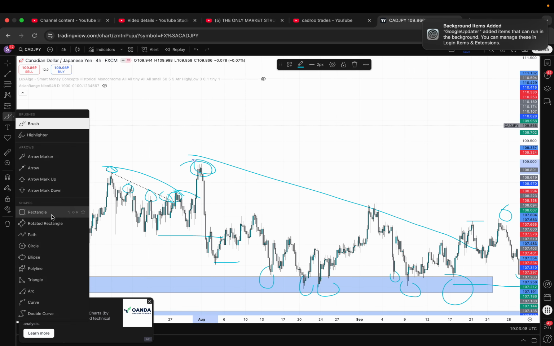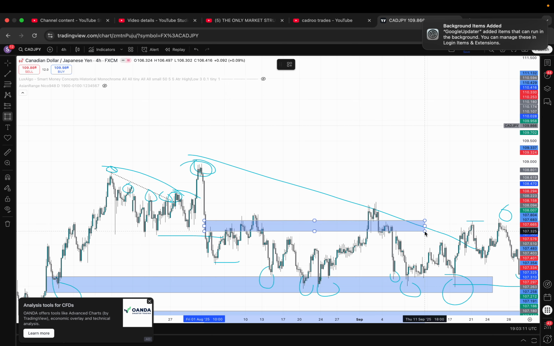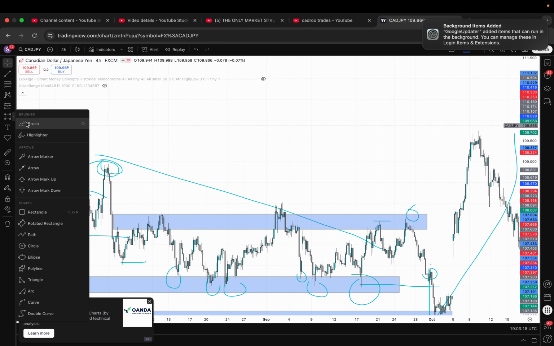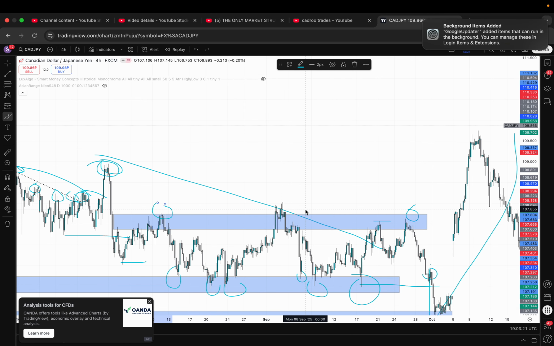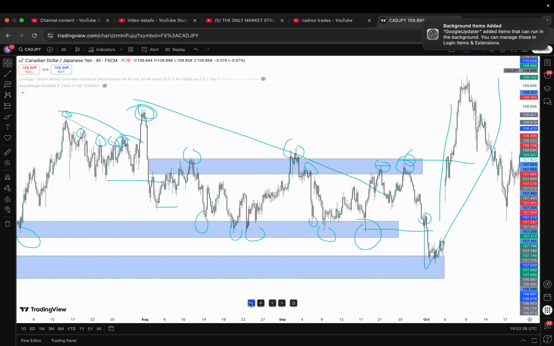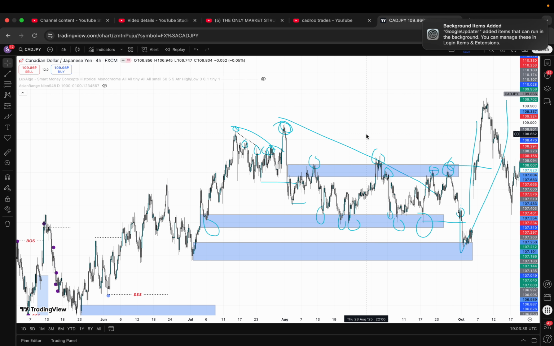Use an example of resistance. What can we see? Price tapped into this area once, twice, third time, fourth time, fifth time, and then boom, what happened? Took them out, because buyers are now in control. So the moment you start understanding how liquidity is being built up in the market and how liquidity is being taken out, you're going to be ahead of everybody.